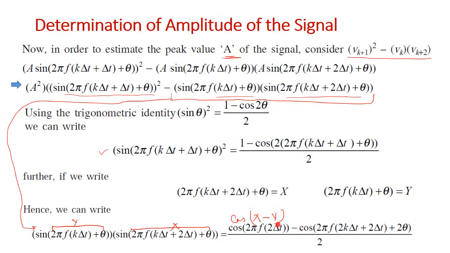So I can write it as cos of x minus y. If I evaluate x minus y, I can write cos of 2 pi f 2 delta t, and similarly if I evaluate x plus y, I will get this expression, right. So this is cos of x minus y minus cos of x plus y, divided by 2 obviously, right? So this will give us the expression cos of 2 pi f 2 delta t minus cos of 2 pi f 2 k delta t plus 2 delta t plus 2 theta, right?